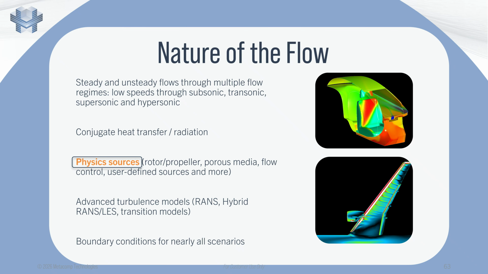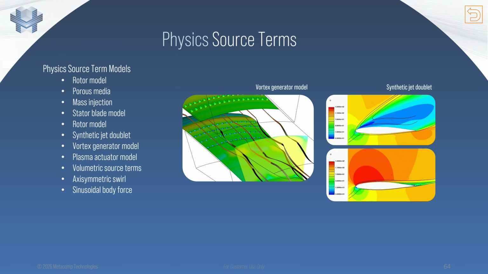In CFD simulations, source terms can represent momentum forces and heat sources. There is an extensive set of physics source term models in CFD++ for simulating various applications and phenomena, including rotors, porous media, mass injection, stator blades, swirl, and sinusoidal body forces. There are specific models for various flow control devices, such as the jet doublet for active flow control, vortex generators, and plasma actuators.